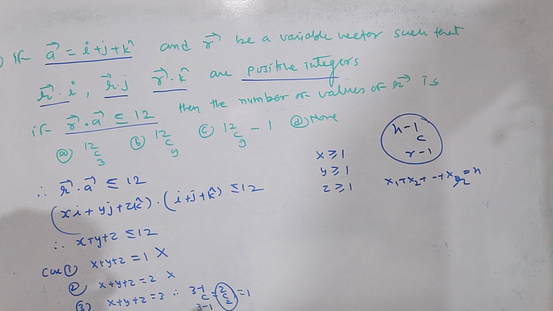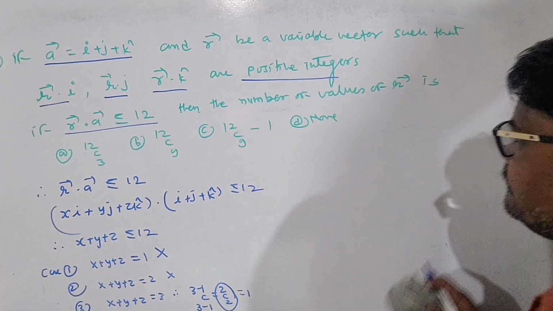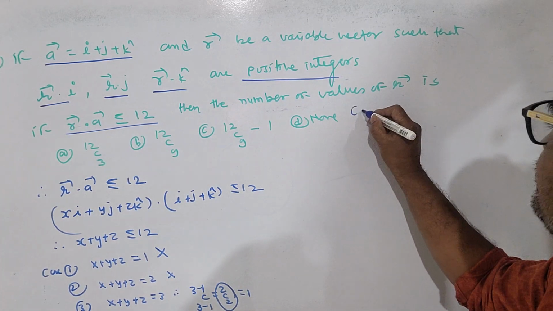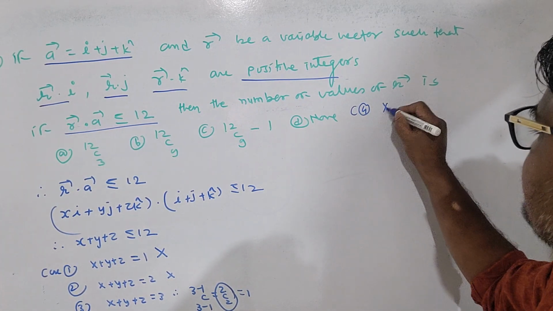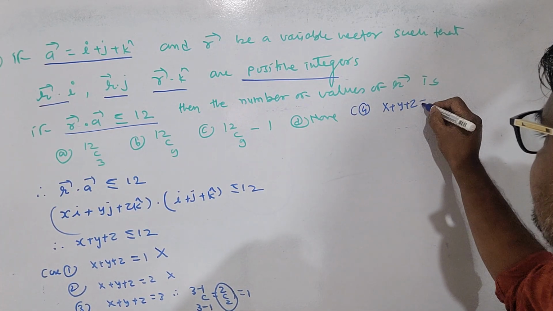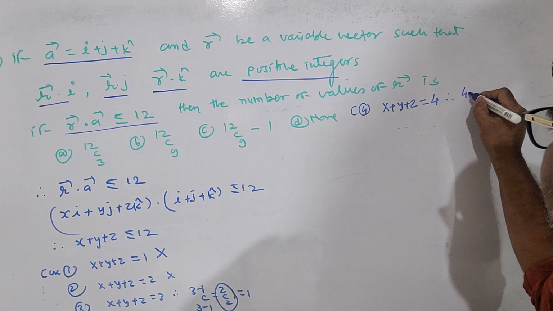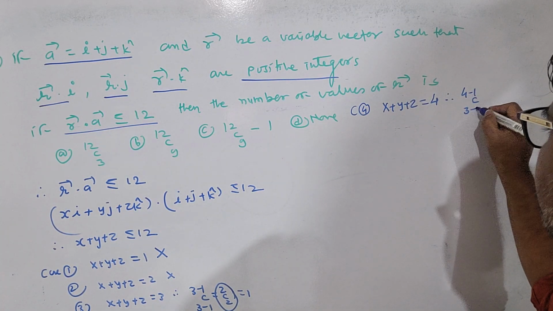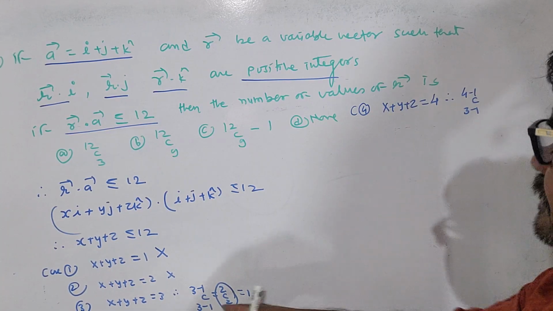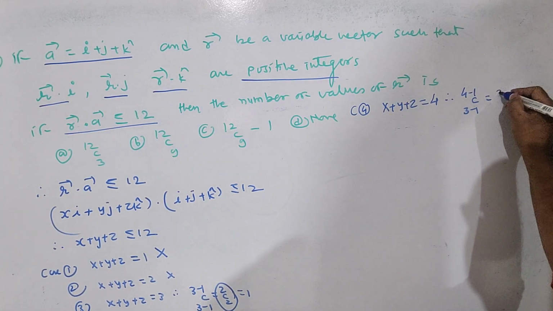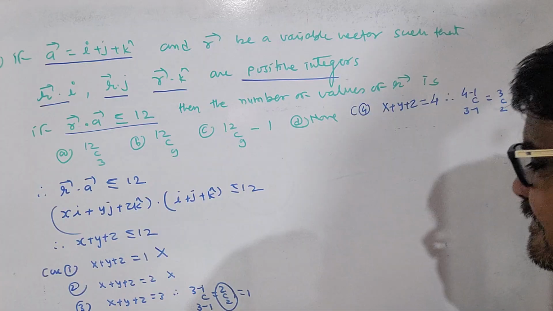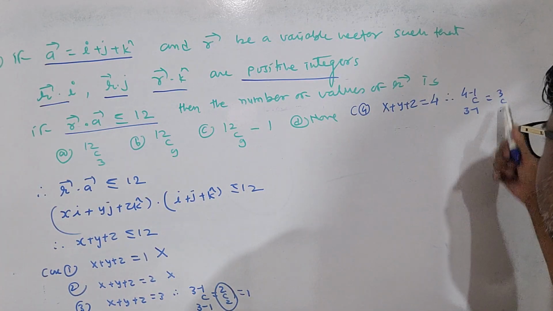Case number 4, here I am writing. Case 4, x plus y plus z equal to 4. So this equation is given by 4 minus 1 C, 3 minus 1. So 3 minus 1 is always there in the suffix, that is 3C2. Correct? This is 2C2, this is 3C2.